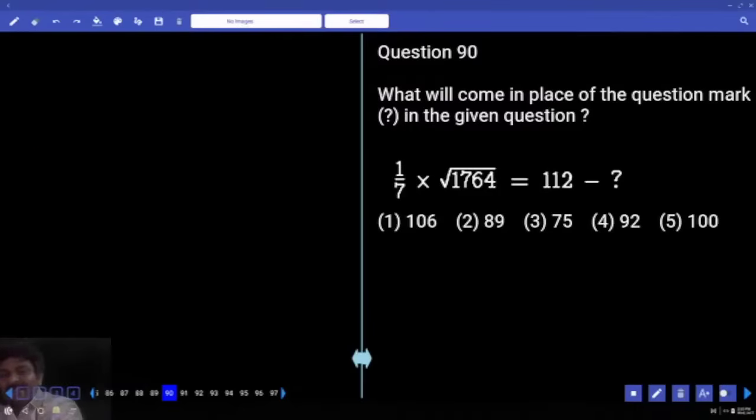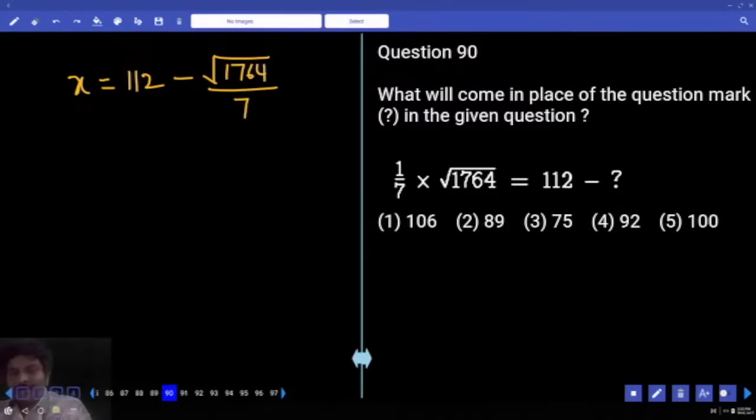Minus x is in right hand side, take that to left hand side. Right hand side already 112 is there. Left hand side number goes right hand side and becomes minus. Under root of 1764 divided by 7. You understand? Your clue is when you calculate under root of 1764, that is going to be a 7 multiple because 7 is in denominator. Your answer is a perfect integer. So in the numerator you are going to have a 7 multiple.